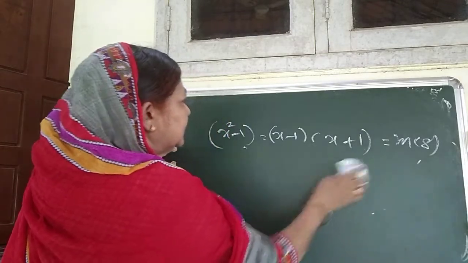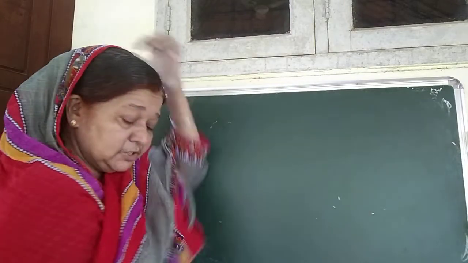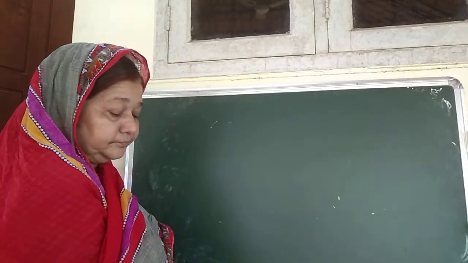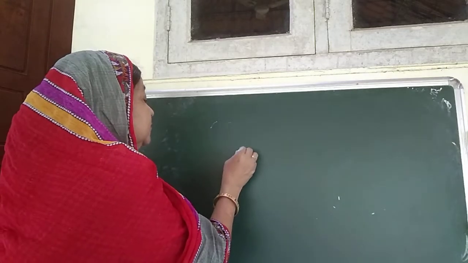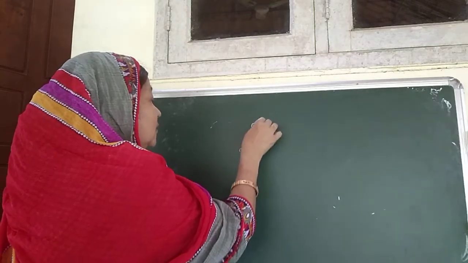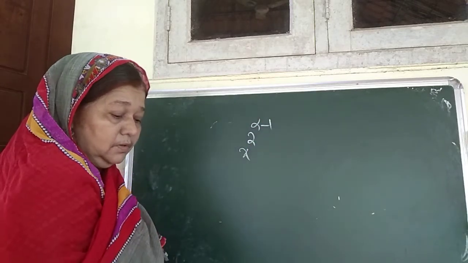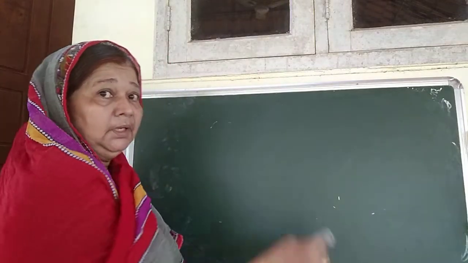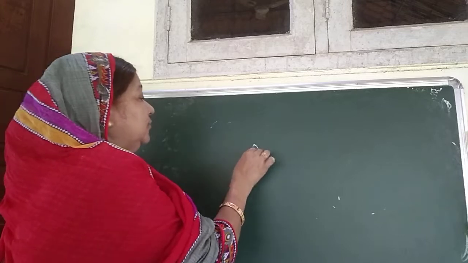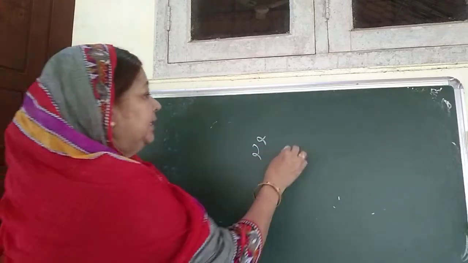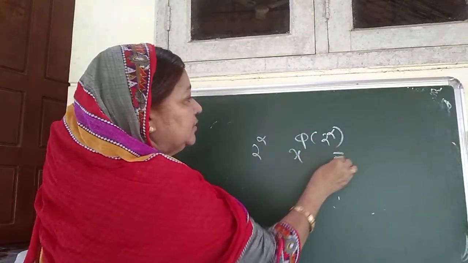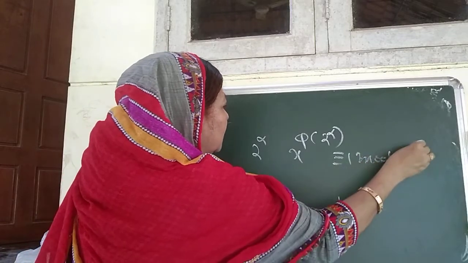Then we assume that the theorem is true for alpha. Then we can show that it is true for alpha plus 1 also. That is, we assume that x raised to 2 raised to alpha minus 1... But we know by Fermat's theorem, if 2 raised to alpha is a number, then x raised to phi of 2 raised to alpha is congruent to 1 mod 2 raised to alpha.